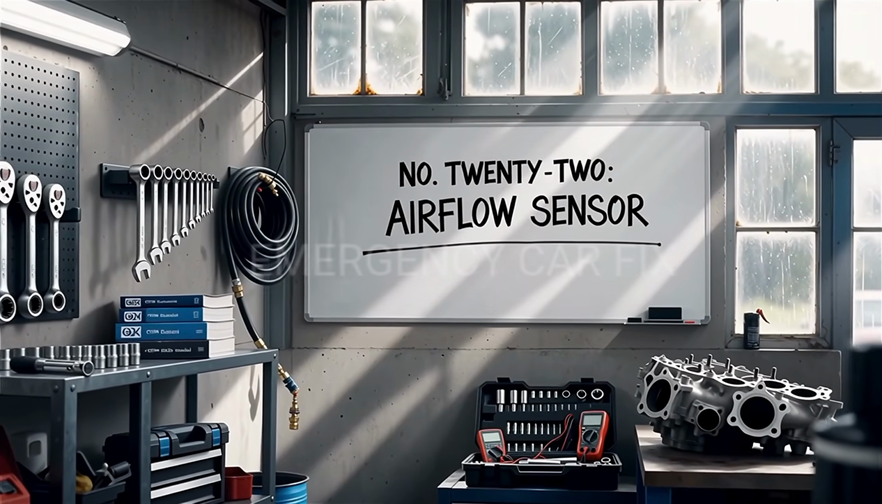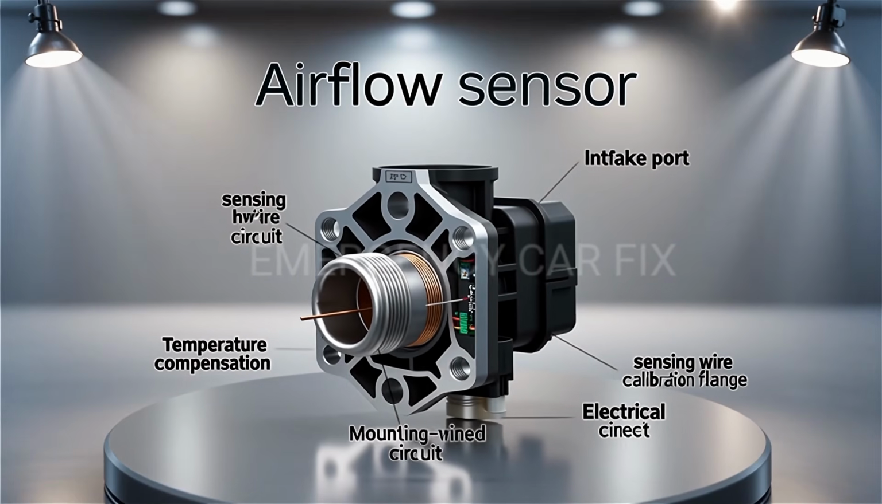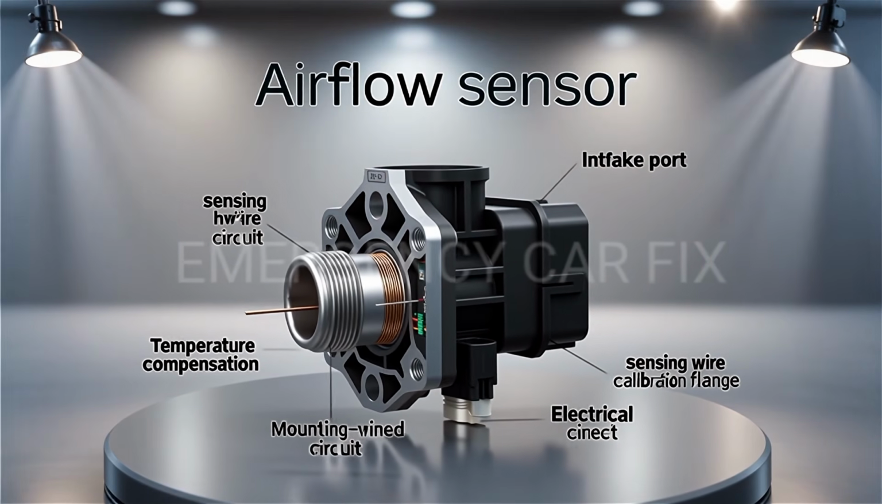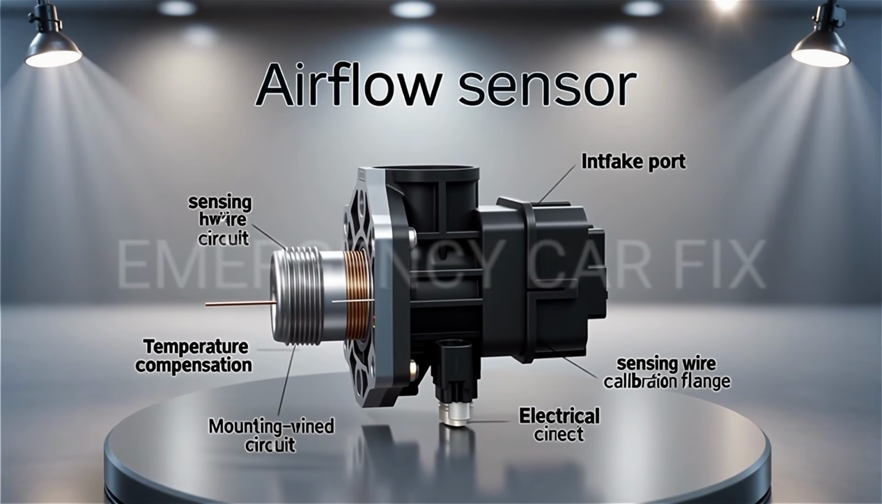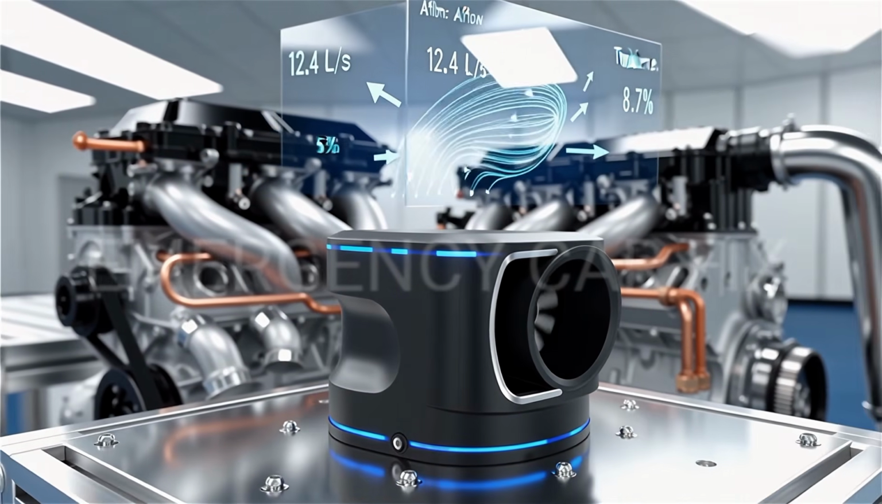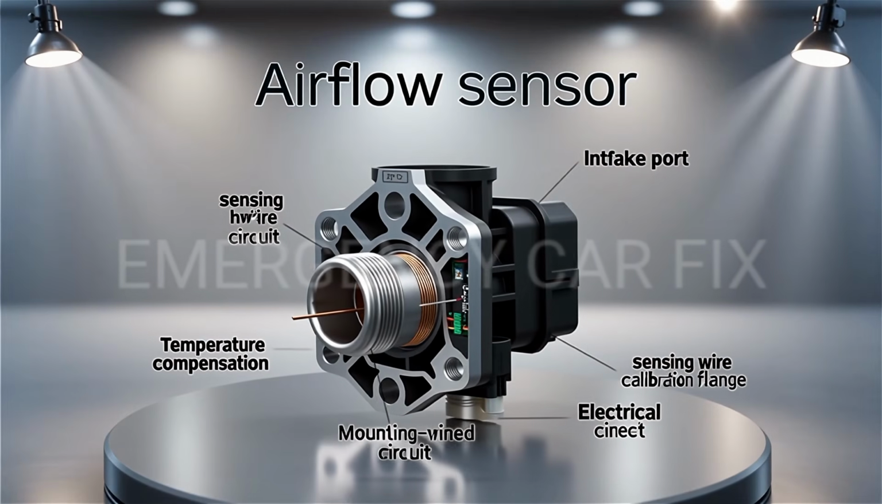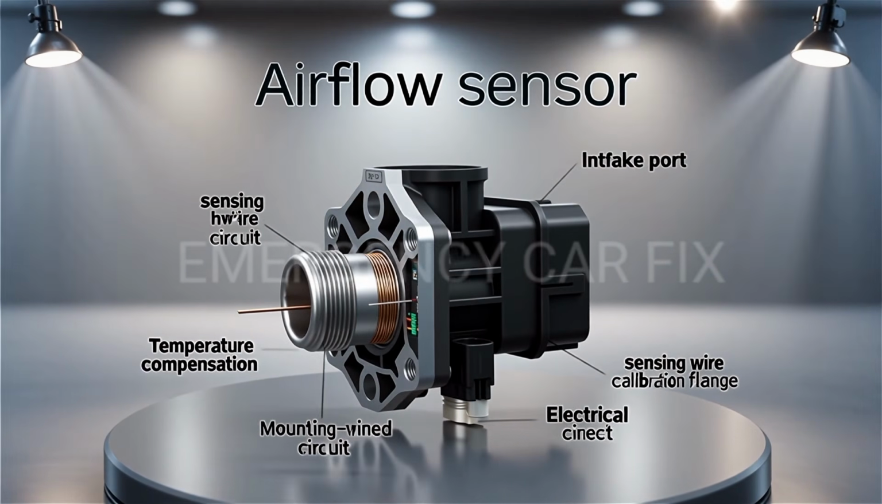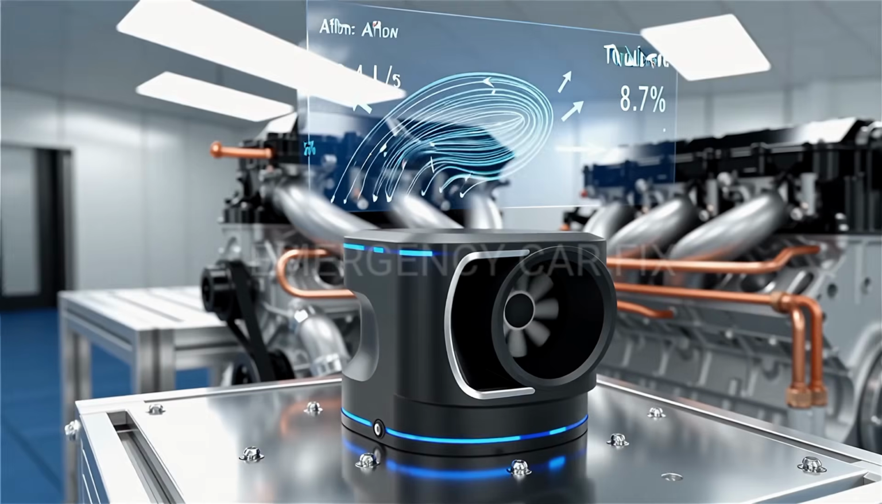Number 22. Mass airflow sensor. The mass airflow sensor measures the amount of air entering the engine, sending data to the control unit, which adjusts fuel delivery accordingly to maintain proper air-fuel ratio for efficient combustion and optimal engine performance consistently.